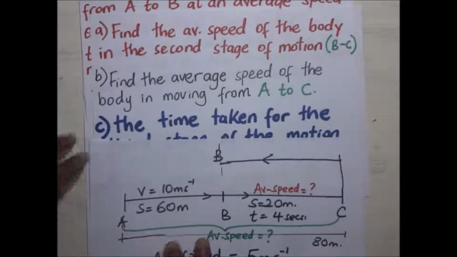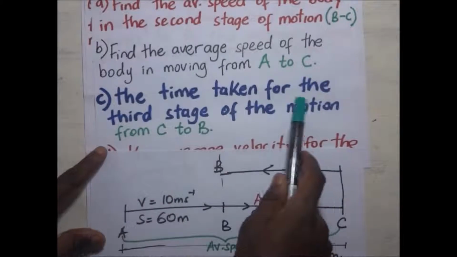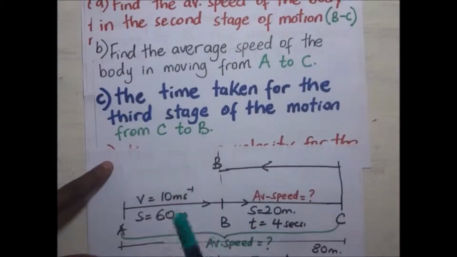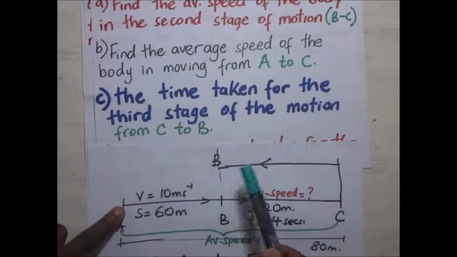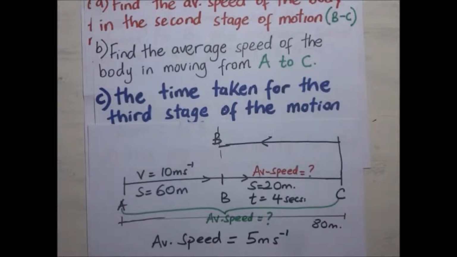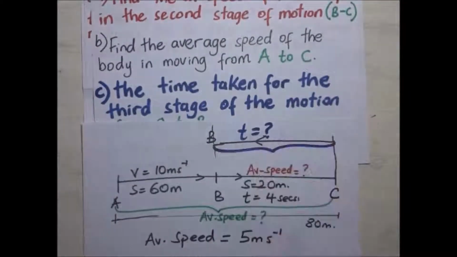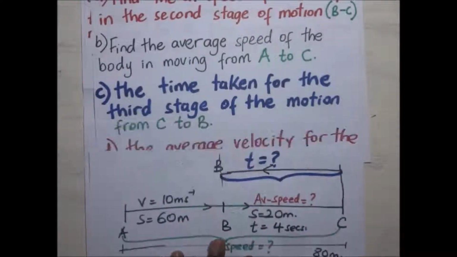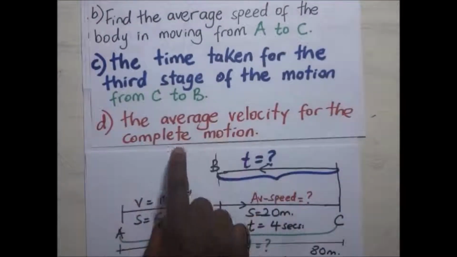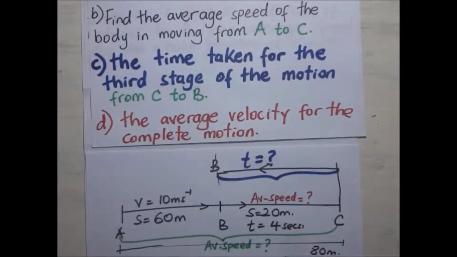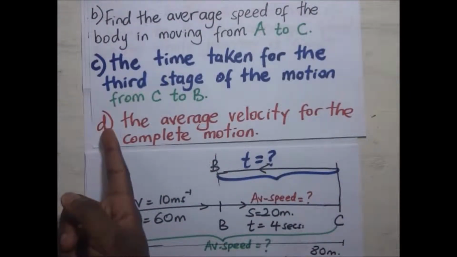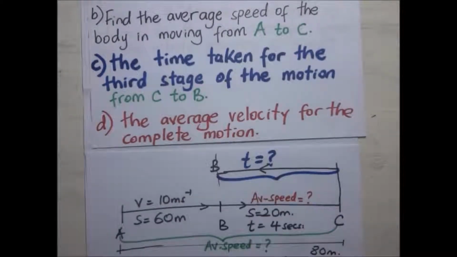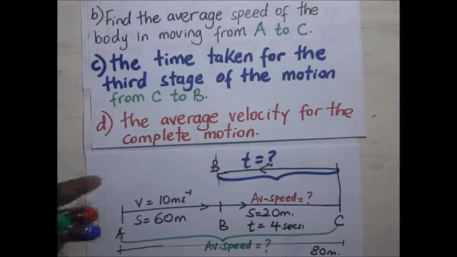Then also part C, the time taken for the third stage of the motion, that is from C to B. So from C to B, what is the time taken to move for that portion of motion? So the time taken to move from C to B is also required, so we'll mark that as well. Then part D, the average velocity for the complete motion. So this is definitely what we shall do at the very end. So now let's get started with part A.